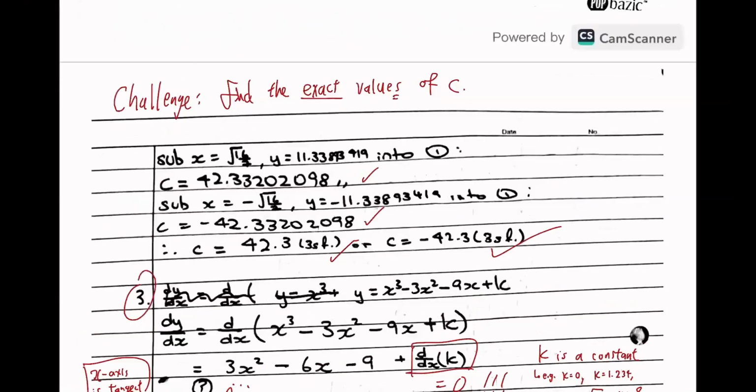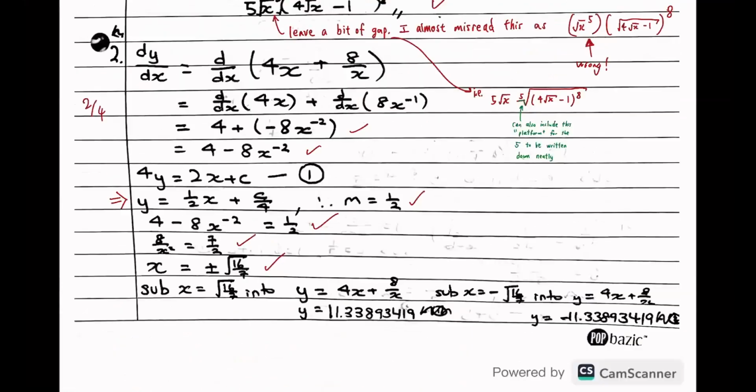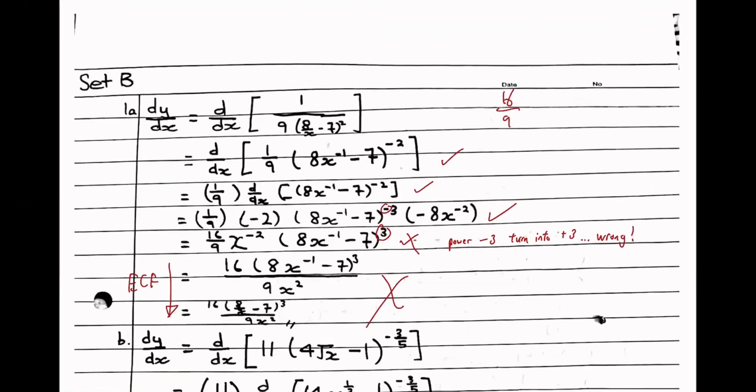Okay, let's just write it down nicely. So it is supposed to be 16 over 9 times x power -2, 8x power -1 minus 7 bracket to the power of -3, which means that you can bring the -2 power and -3 power to the bottom. What does this look like now? This means you'll get 16 over 9 times 1 over x power positive 2, 8x power negative 1 minus 7 power positive 3, like this.